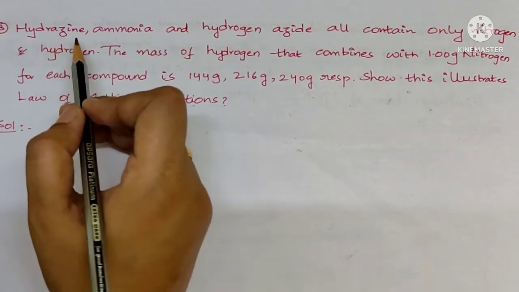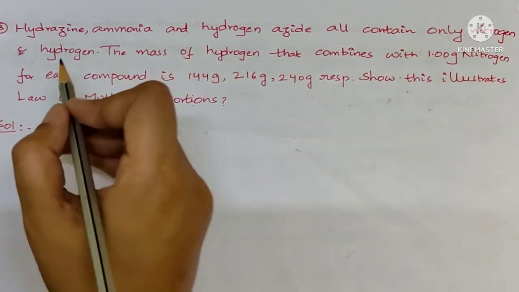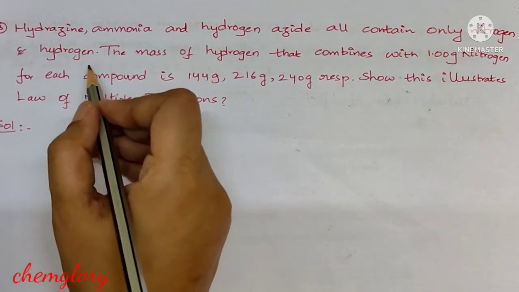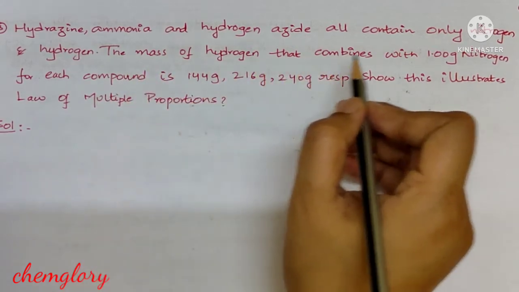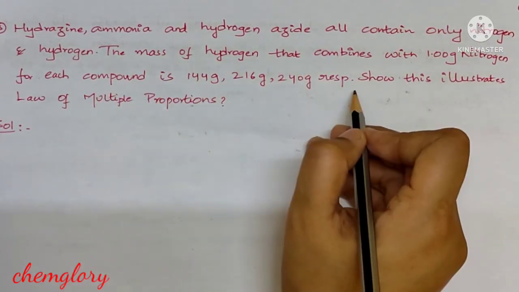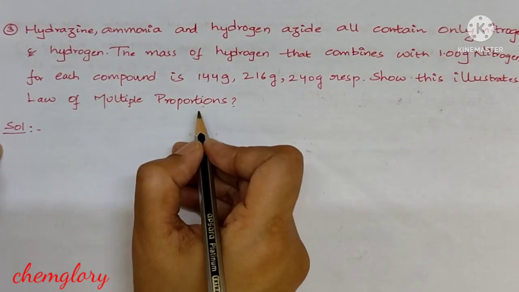Third example: hydrazine, ammonia and hydrogen azide all contain only nitrogen and hydrogen. All these 3 compounds contain only nitrogen and hydrogen. The mass of hydrogen that combines with 1 gram of nitrogen for each compound is given respectively. Show that the above illustrates the law of multiple proportions.